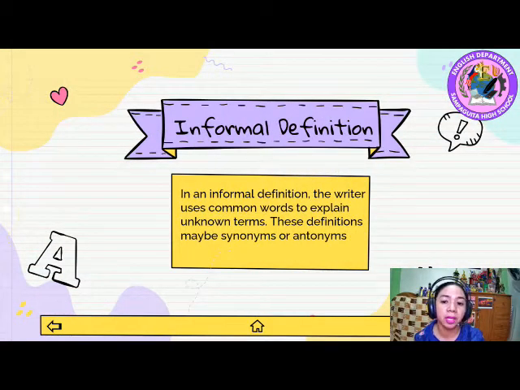The second one is the informal definition. It is an informal definition wherein the writer uses common words to explain unknown terms. These definitions may be synonyms or antonyms. So under the informal definition, a writer or person can use words which can be explained to others, and these terms are unknown to them, and they can only use synonyms or antonyms. When I say synonyms, these are words which have the same meaning, and when I say antonyms, these are words which have the opposite meaning of a given word.